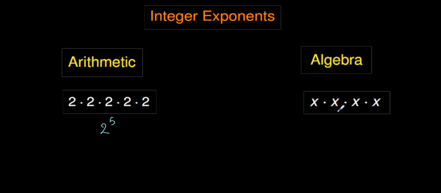And in algebra also, it means the product of the 5 twos. Similarly, instead of x times x times x times x, we can denote it by this notation. It means the product of the 4 x's. Okay, it's very good. So, an informal definition: what does this notation mean?